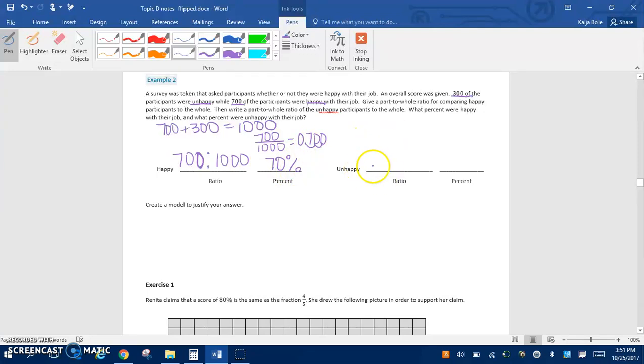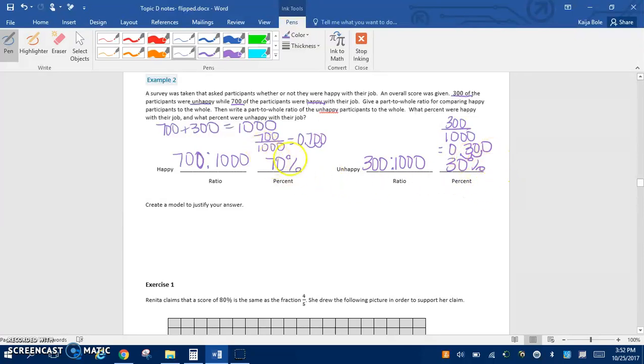And now if we do the ratio of unhappy people to the total, 300 participants were unhappy, so 300 again to 1,000 for the total. So let's write it as a fraction first. We would get 300 over 1,000. And then as a decimal, that would be 0.300, right? 300 thousandths. So then if we move it over 2 places to the right, we would get 30%.